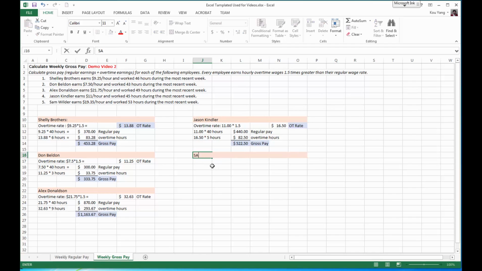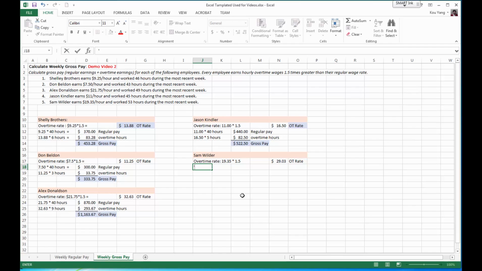Let's look at Sam Wilder. Sam earns $19.35 an hour and worked 53 hours during that week. Let's calculate his overtime rate. The overtime rate would be the $19.35 times 1.5. So I'm going to take $19.35 times 1.5 for an overtime rate or OT rate of $29.03.